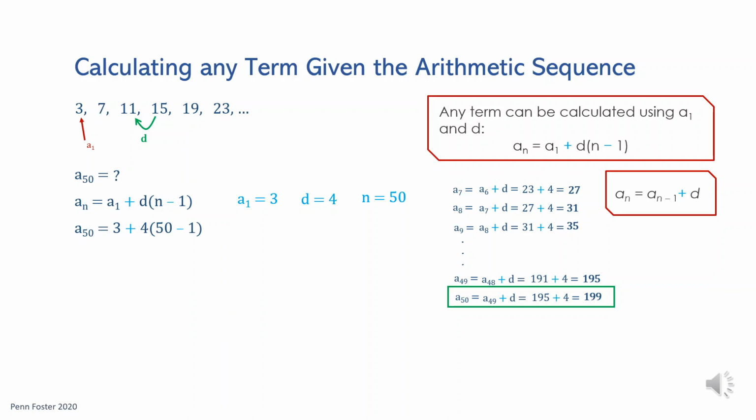The key element of using this formula correctly is following the proper order of operations. Evaluate the expression inside the parentheses first. That's 49. Then the multiplication holds the next priority. Multiply 4 times 49. That's 196. Finally, add this product to 3. The 50th term is 199.